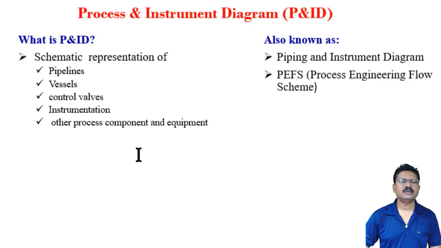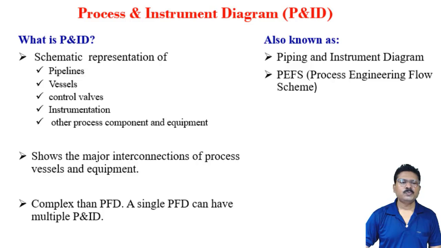Process and instrumentation diagram is a schematic representation of pipelines, vessels, control valves, instrumentation and other process components and equipment in the control system found in process environments such as oil refineries, chemical plants, paper mills, cement plants, etc. PFD shows the major interconnections of the process vessels and equipment but omits details such as instrument signal lines and auxiliary instruments. It is more complex than PFD.